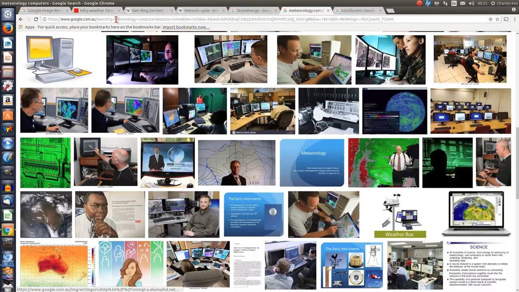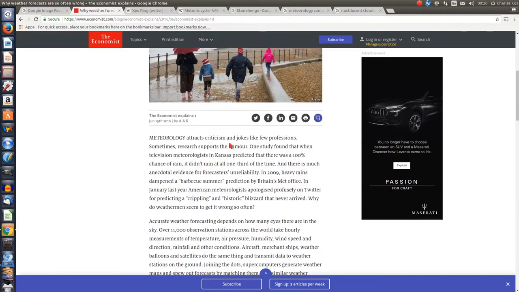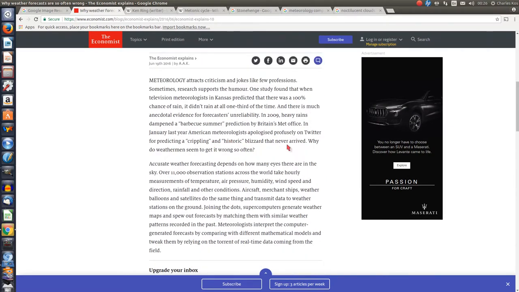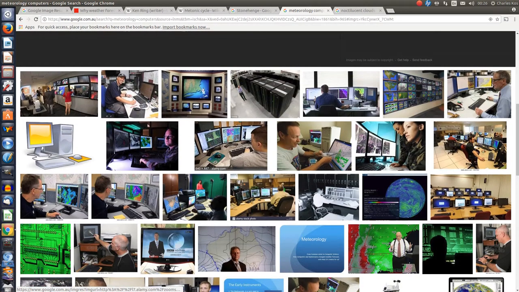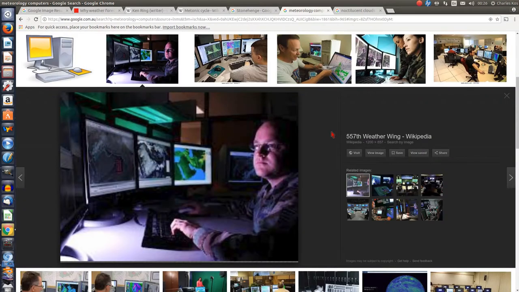But then you read articles which suggest that weather forecasts are so often wrong that they predict a crippling historic blizzard that never arrived. Why do weathermen get it wrong so often? Well, the thing is, all they do is use a computer to model what the clouds are doing based on what they've done historically. And as the situation evolves, they tweak the results a bit. And that is really all they do. So this can never predict more than a few days in advance with any accuracy at all, because the clouds are always changing and changing and changing.